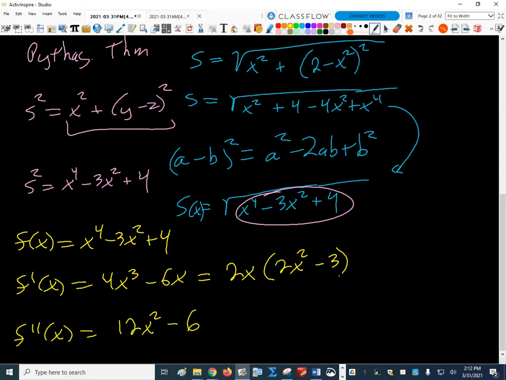So then what can we say about our critical numbers? The first derivative is obviously nowhere undefined, but it's equal to 0 at x equals 0, right? Or x equals plus or minus the square root of 3/2. Everybody agree? If I set that equal to 0 and add 3 to the other side, divide by 2 and square root. Everybody agree?